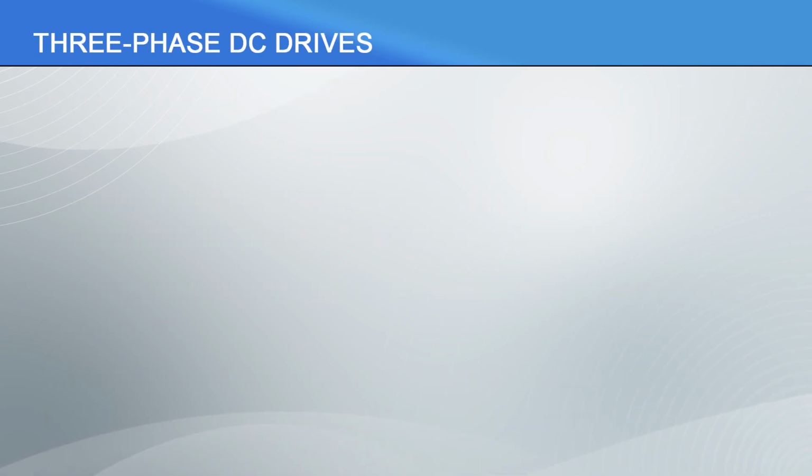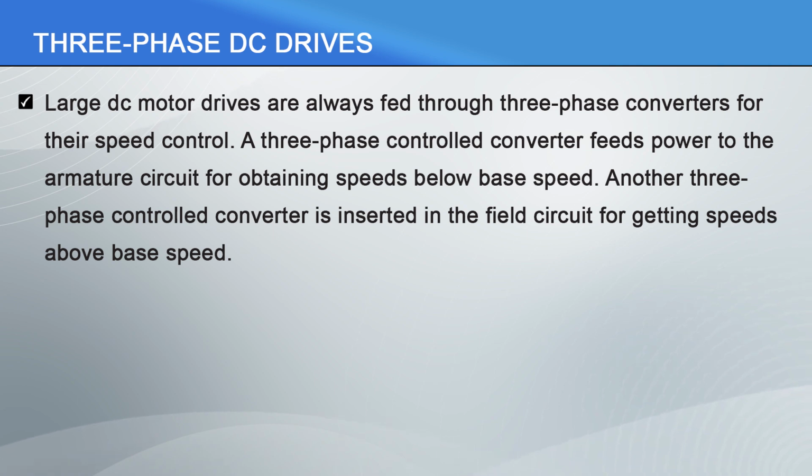Now, the next topic is 3-phase DC drive. Large DC motor drives are always fed through a 3-phase converter for their speed control. A 3-phase controlled converter feeds power to the armature circuit for obtaining speed below base speed. Another 3-phase controlled converter is inserted in the field circuit for getting speed above the base speed.